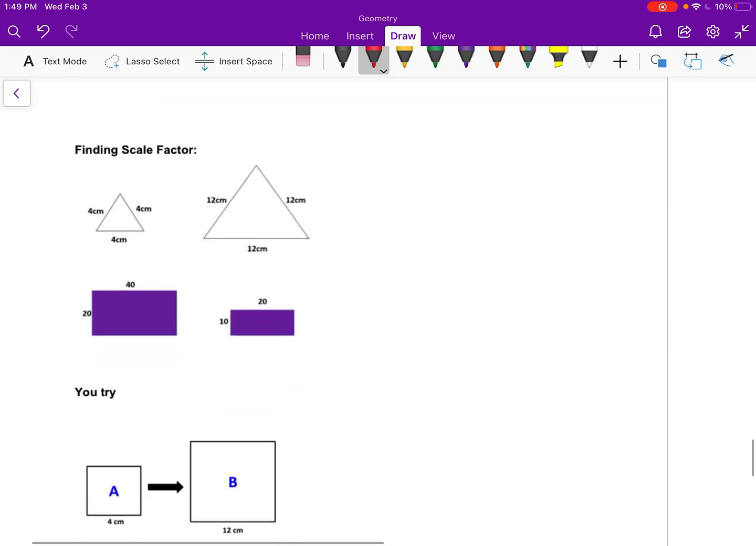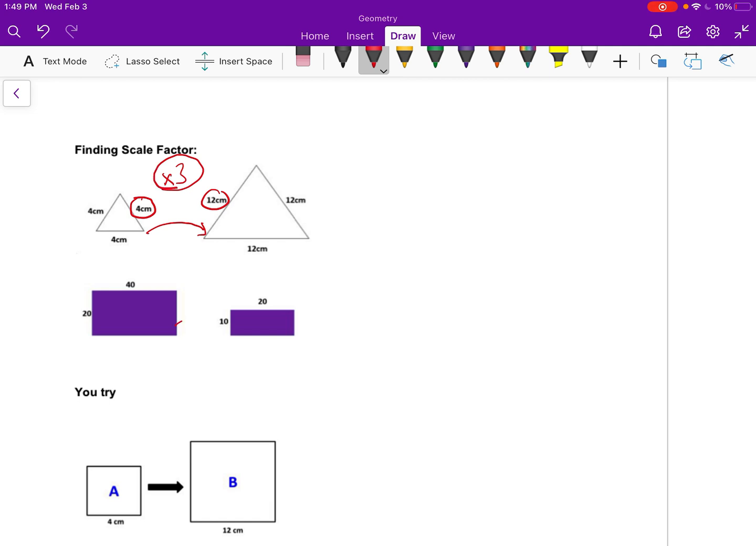Let's try and find our scale factors now. How do we actually do this? We look at our corresponding sides first. Let's say we want to go from the smaller triangle to the bigger triangle. First thing we know is our scale factor is going to be larger than 1 because we're getting bigger. How do we get from 4 to 12? What can I multiply it by? If I multiply it by 3, 4 times 3 gives me 12. So 3 would be my scale factor.